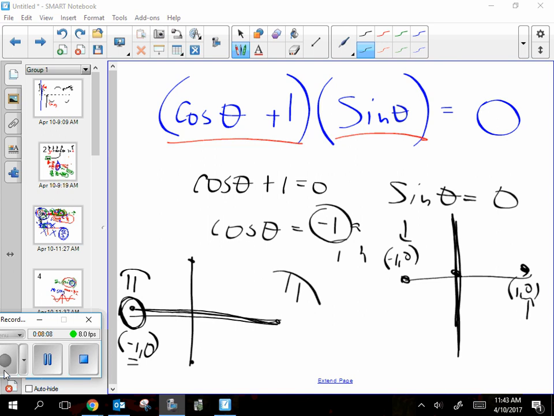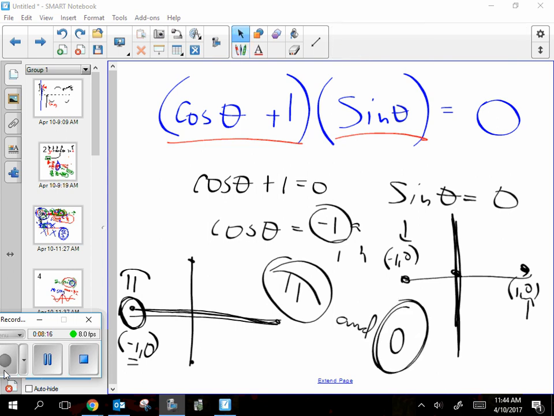We already had pi as one of our answers. So I'm going to look and 0. Now, what if I had said, find all the solutions? What would you do at this point? Plus 2 pi k. What if I'd have said, I want all the solutions between 0 and 2 pi? This would be it. Yes?